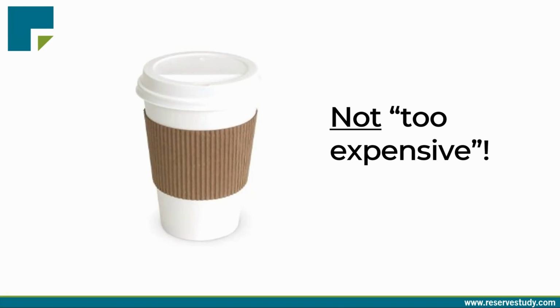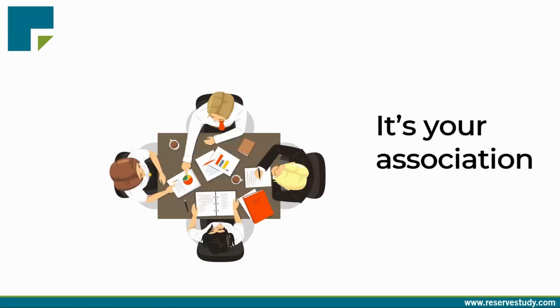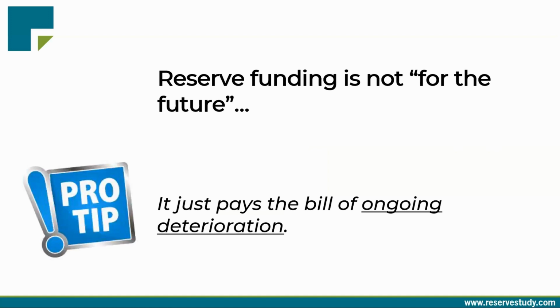So to bookend this presentation, I'll end with another pro tip for you at your next board or budget meeting when you're discussing reserve funding. When you're discussing reserve funding, don't describe it as contributions or for the future. That makes it sound like something you can defer, a problem someone else in the future should address, or something that's optional. When you discuss reserve funding, remember, it's a bill just like any other bill. Reserve funding pays the deterioration bill. It's part of the true cost of homeownership in your association. It's not a bill that you can make go away.